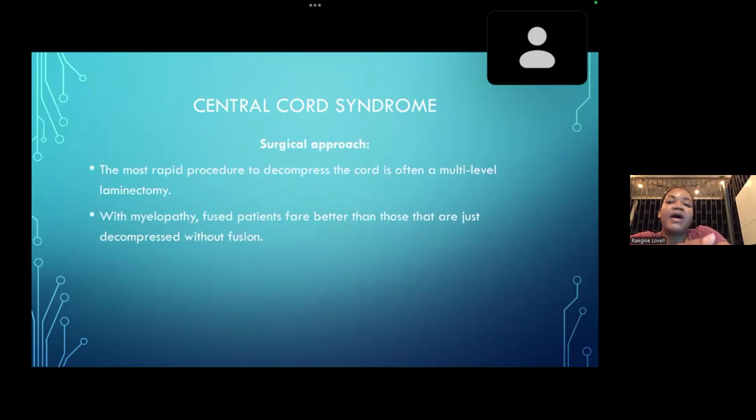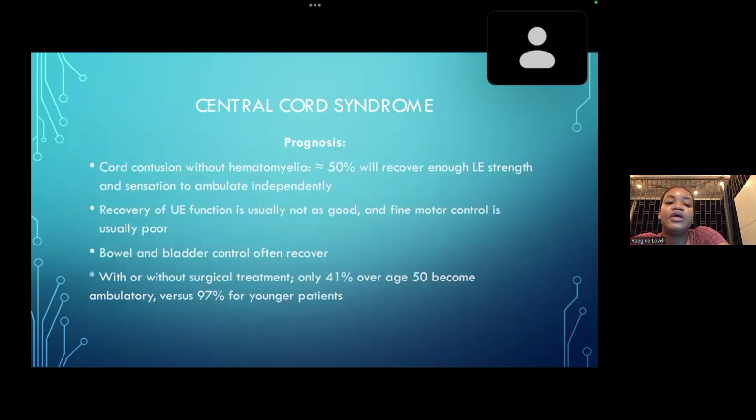Now, the most rapid procedure utilized to decompress the cord is often a multi-level laminectomy. And where there's myelopathy, fused patients fare better than those who are decompressed without fusion. Central cord syndrome has a fair prognosis. Cord contusion without hematomyelia, approximately 50% of those patients will recover enough lower extremity strength and sensation to ambulate independently.